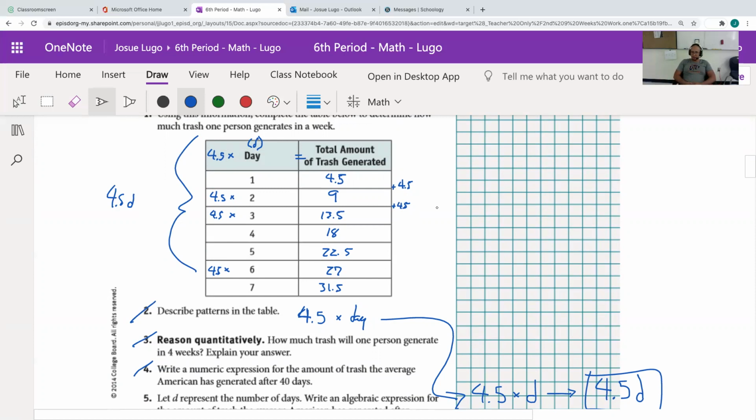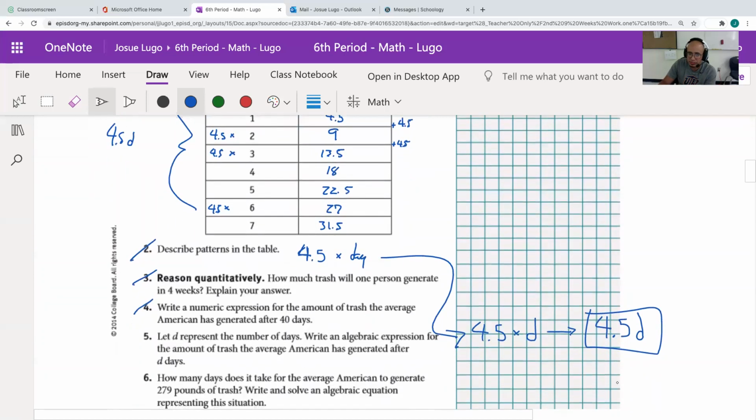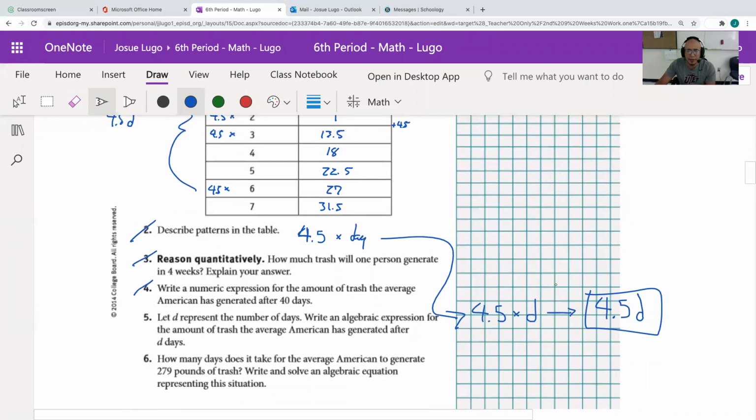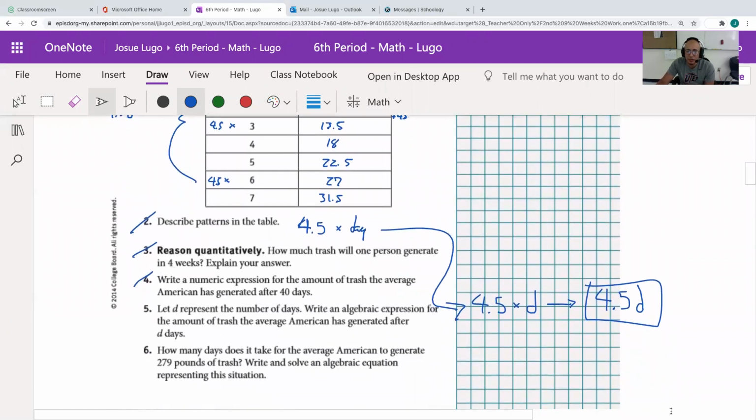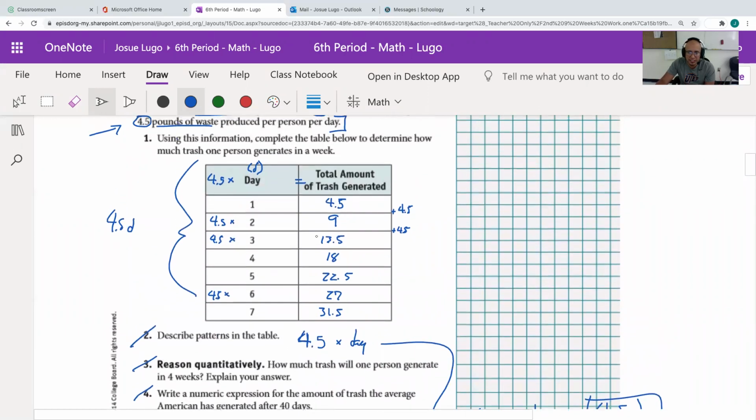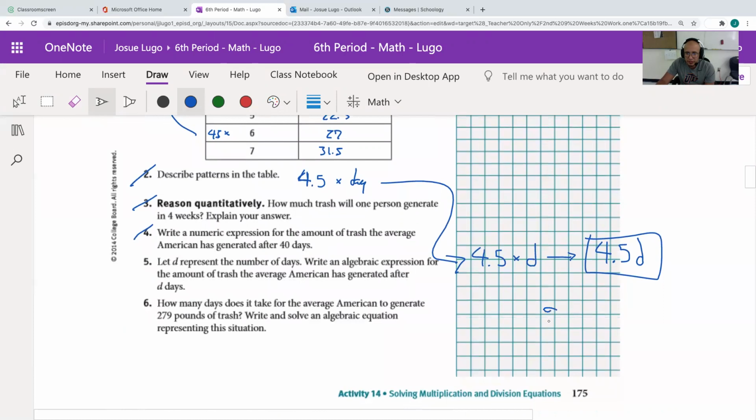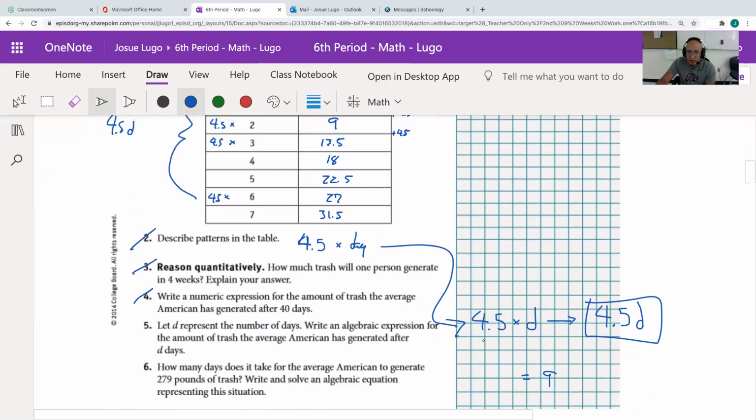That's pretty much it. All right, so for number 1, we filled out the table. For number 5, we translated this table into a very simple expression, 4.5, which is the total amount generated of trash, recycling and non-recycling put together, times the day. So if you think about it, if I asked you, well, how many days did it take you to produce 9 pounds of trash? Well, we just look at the table. 9 pounds of trash was the product of 4.5 times how many days? That was times 2, right?